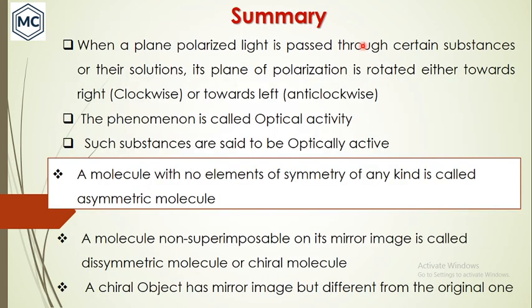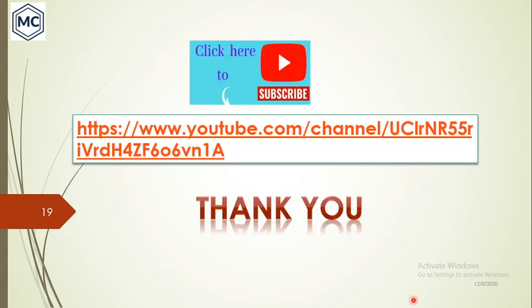So, in summary, when plane polarized light is passed through a certain substance or solution, its plane of polarization is rotated either towards the right or towards the left. The phenomenon is called optical activity, and such substances are said to be optically active. A molecule with no elements of symmetry of any kind is an asymmetric molecule. A molecule non-superimposable on its mirror image is called a dissymmetric or chiral molecule. A chiral object has a mirror image different from the original one. That's all. Thank you for watching.